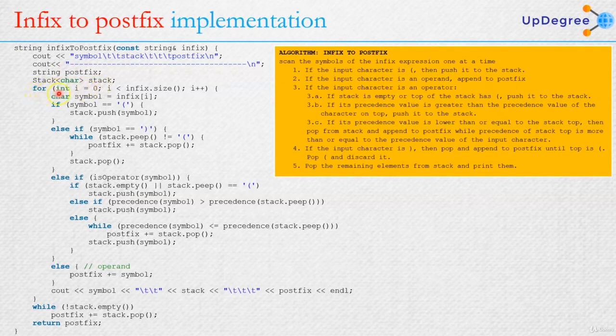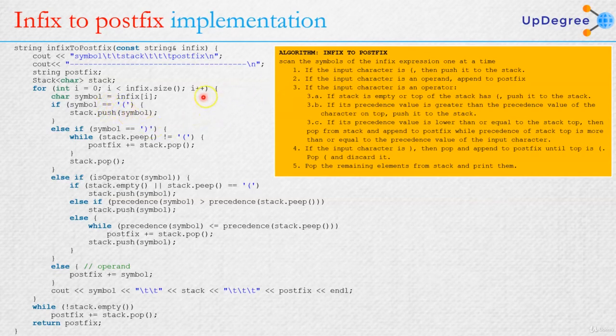Now in this for loop, we are going to scan the infix expression from left to right, one character at a time. Okay, and the symbol which we are going to scan is going to be judged based on the type of the symbol on the operation that we perform.